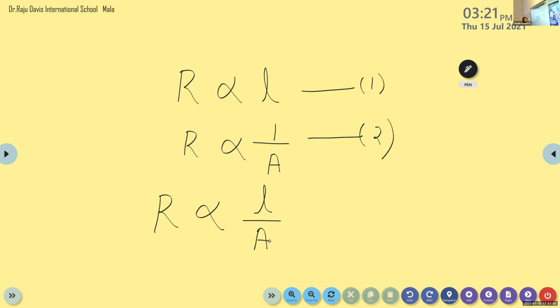Is it clear? According to our first equation, R is proportional to L, and R is inversely proportional to area. Now we compare these two equations 1 and 2, then we get R is proportional to L by A.